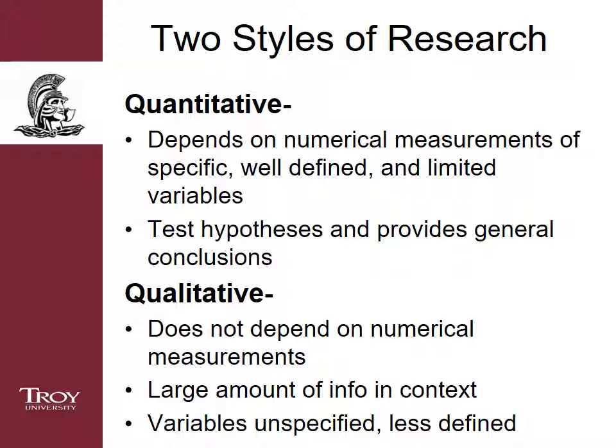That's quantitative stuff. Very often, lots of cases, limited information in each case. Qualitative is large amounts of information on a smaller number of cases, and the key thing is that it's information in context. You are talking about it, you're examining it. In this case, your variables tend to be unspecified. In the other case, in quantitative research, your variables have to be understood.